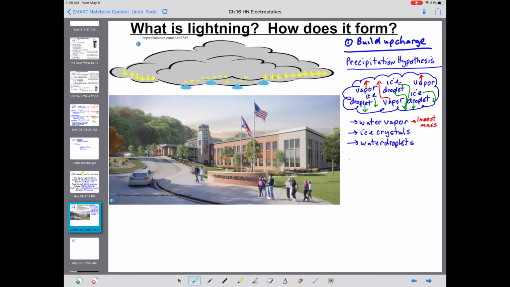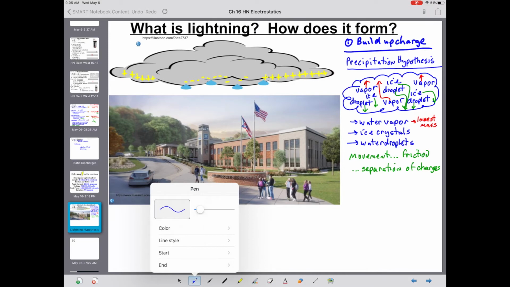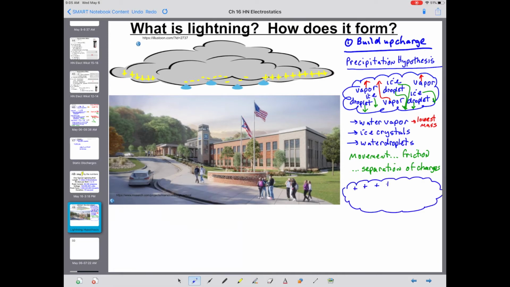In this process of movement, there is friction between these different substances, and friction causes a separation of charges. The end result then, in our cloud, is that the vapor tends to carry a positive charge, so the top of the cloud will tend to be positive. The ice and the water droplets tend to carry a negative charge, and so the bottom of a cloud will tend to have negative charges. So what you end up with is a region of negative charge and a region of positive charge. That explanation is something that is observed to happen in clouds, and that's called the precipitation hypothesis.